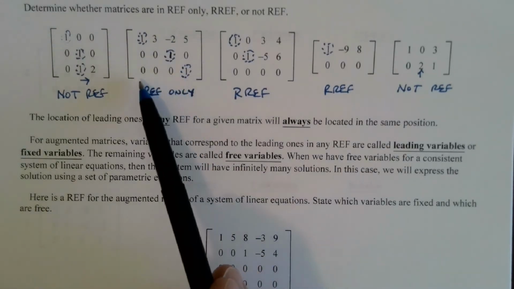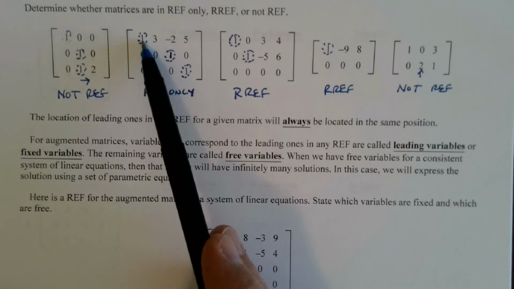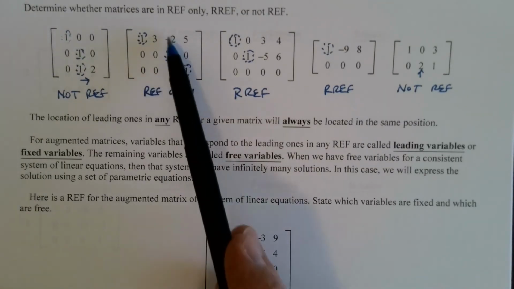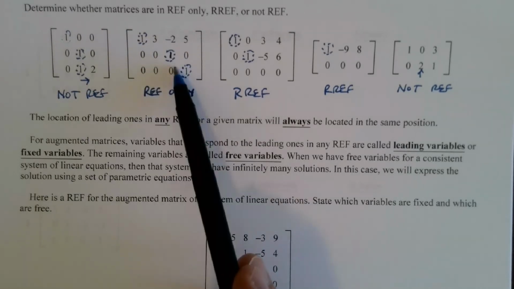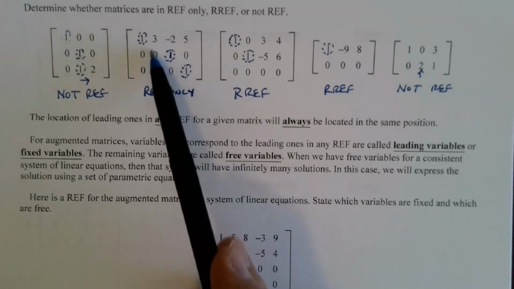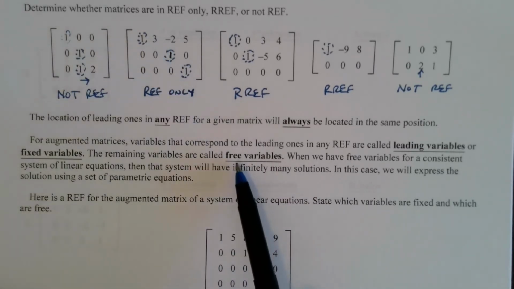Since I have leading ones in the x1 variable column and a leading one in x3, then x1 and x3 are fixed variables. x2 does not have a leading one in its column, and therefore it is a free variable.